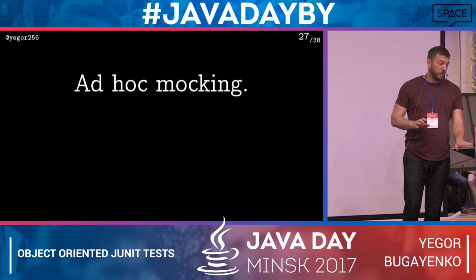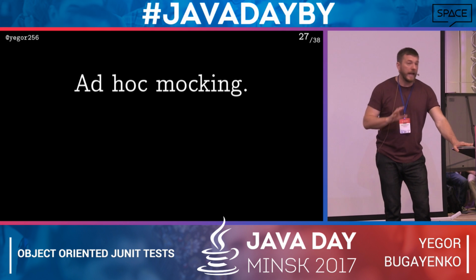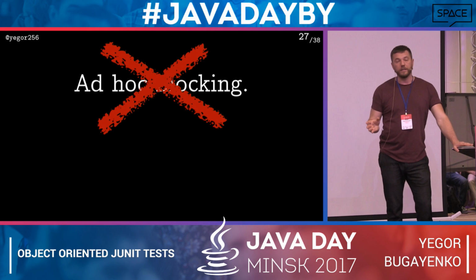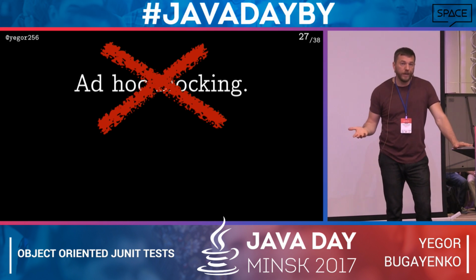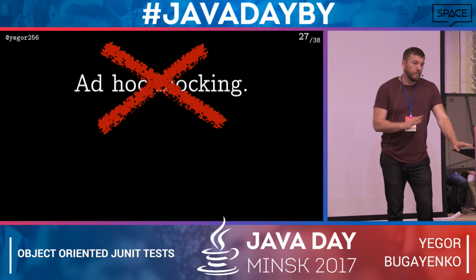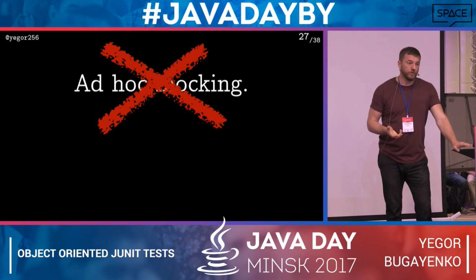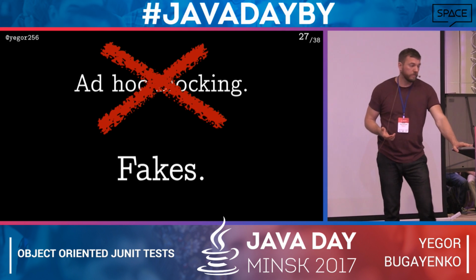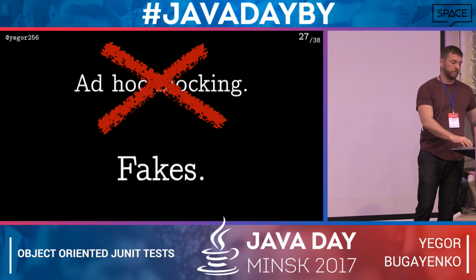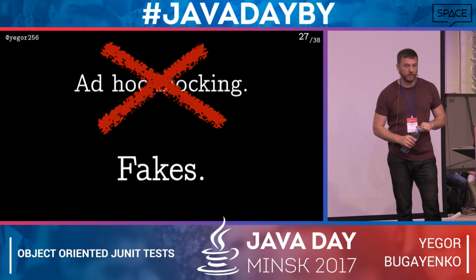So I'm finishing this part. I'm saying that ad hoc mocking, which is done for the purpose of one unit test, is a bad idea. Every time you use Mockito, think again. You're doing something wrong. If you cannot really create a fake object instead, then maybe the whole design is in trouble, so maybe you need to refactor the design. So instead, use fakes.